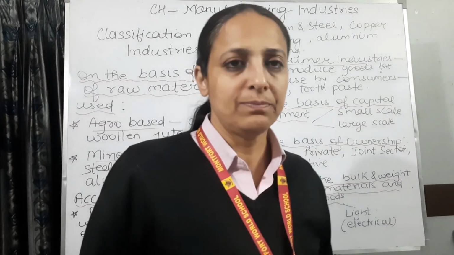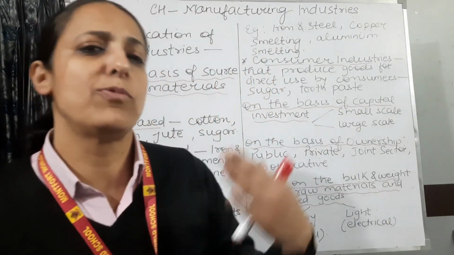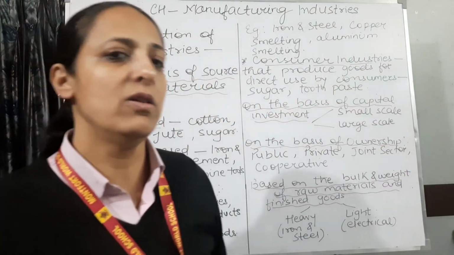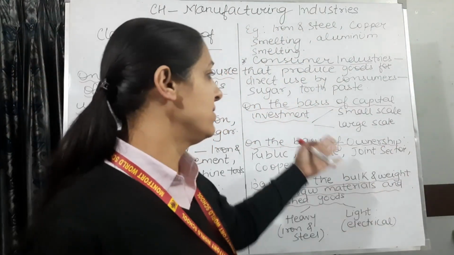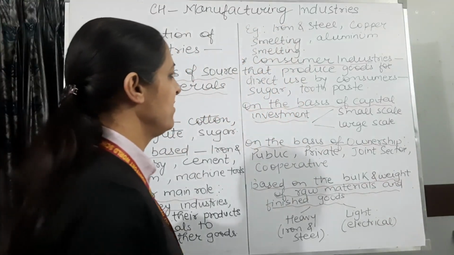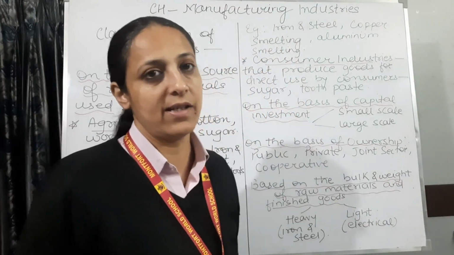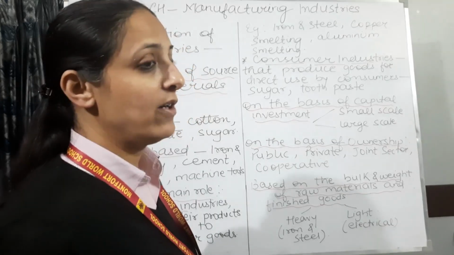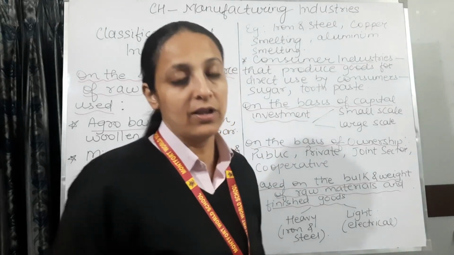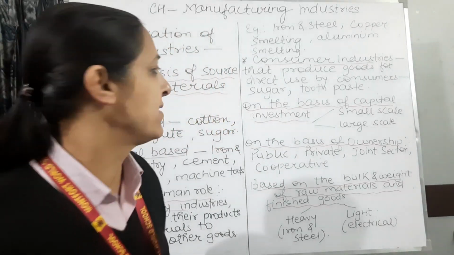Then large scale, in which investment is more than 1 crore. On the basis of capital investment, iron and steel is large scale. Massive capital is required, a lot of machinery is required, so that will be large scale, and the production will be on a large scale also.